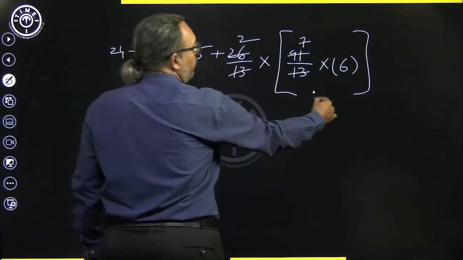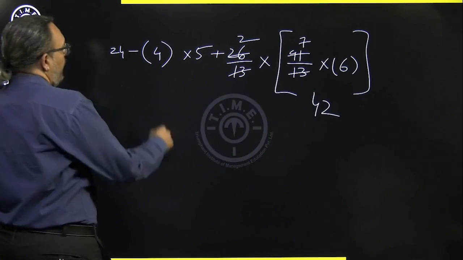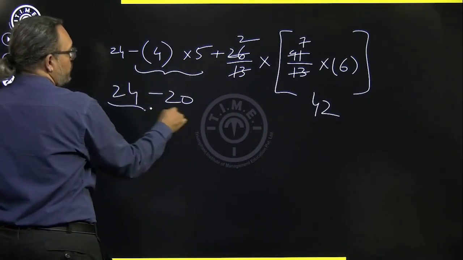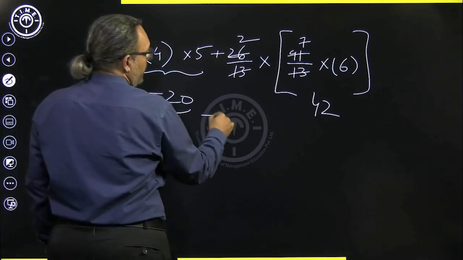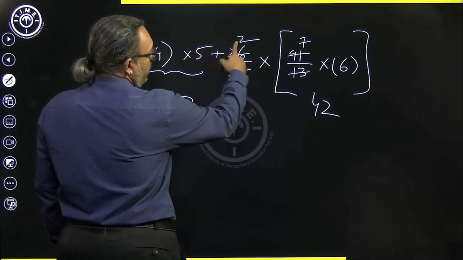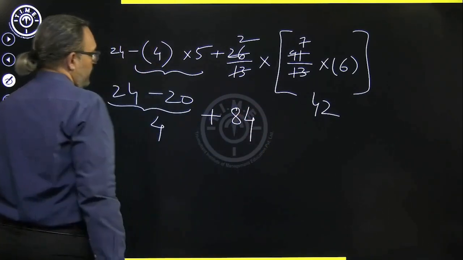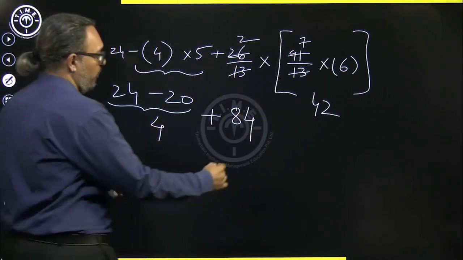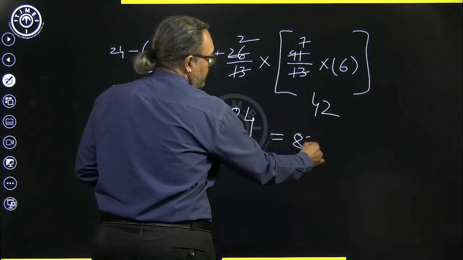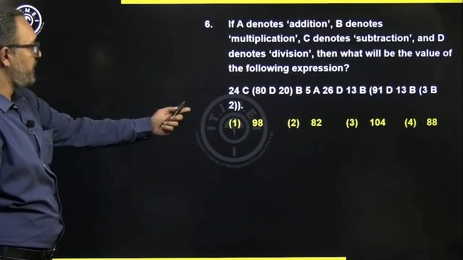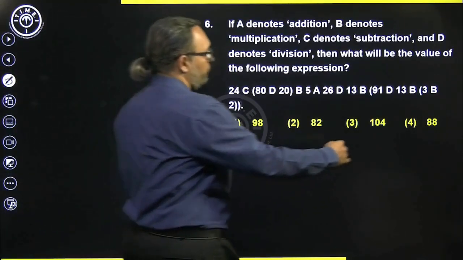So this will be 42, correct? And this will be negative 20, and this is 24. So this becomes 4 plus, and you have a 2 here. So 2 into 42 basically is 84. So 84 plus 4, you are going to get 88. That is the answer we pick. And 88 is available to us in option 4.